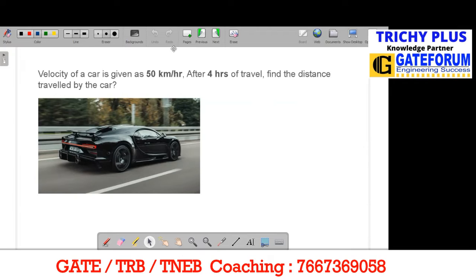200, sir. Okay, so how did you find it? Speed is equal to distance by time. So we are interested in the distance. So distance is nothing but speed into time. Your speed is 50 km per hour and time is 4 hours. So you are saying 200 km.